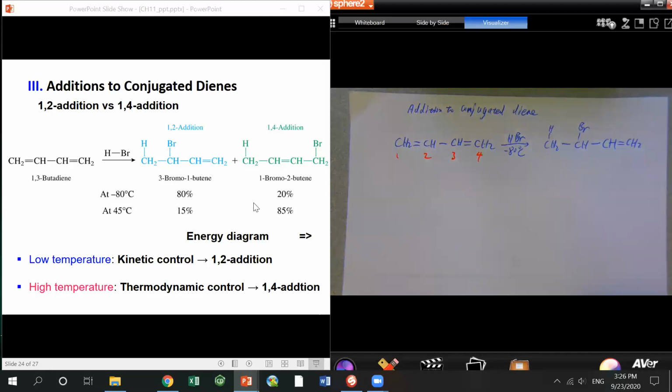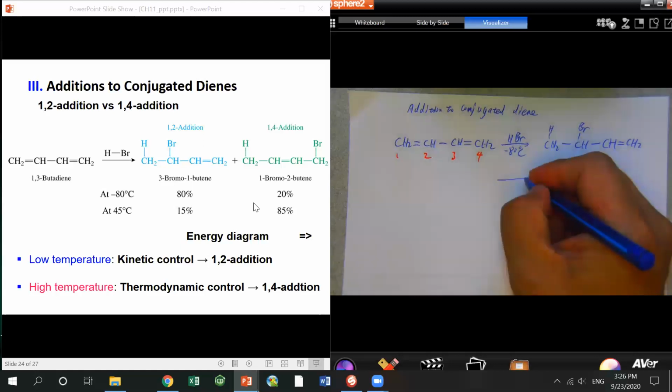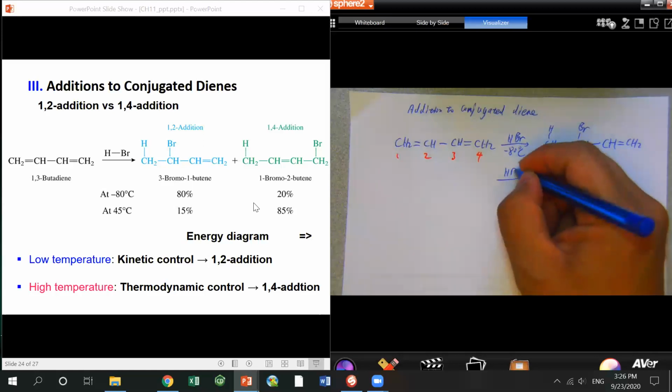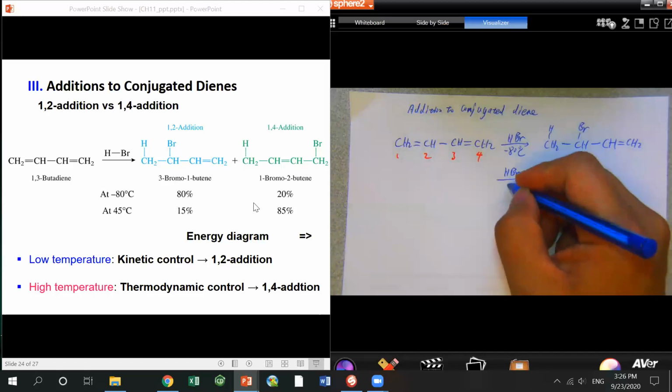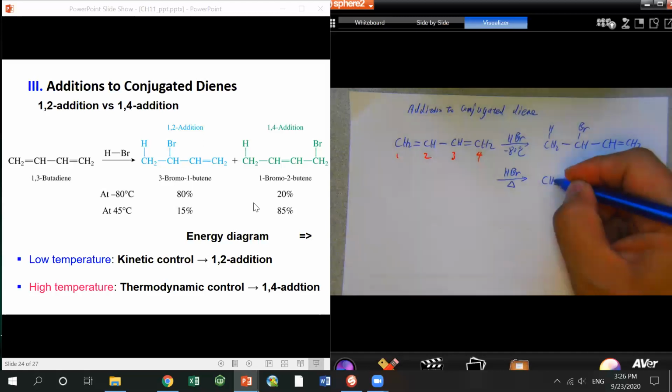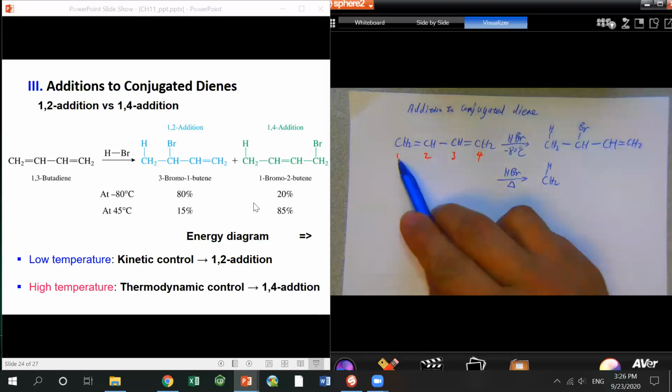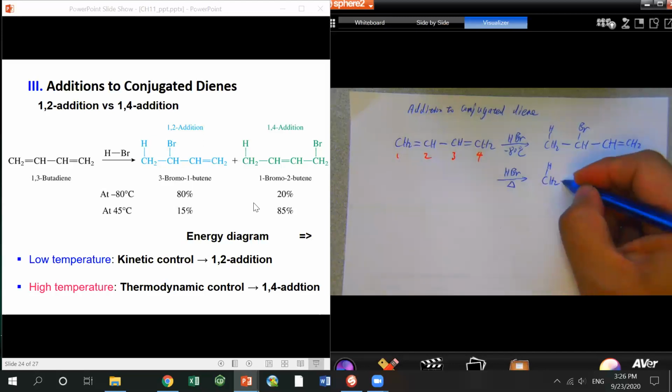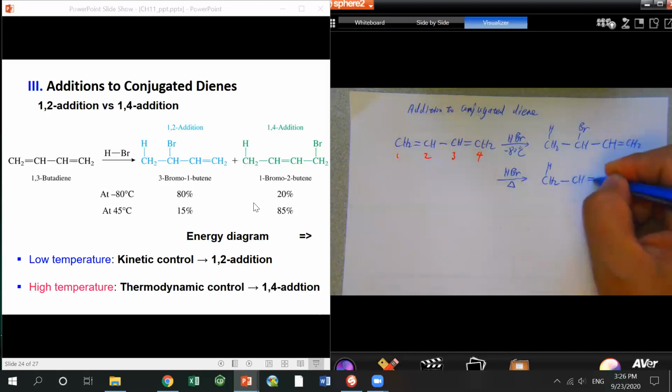But if you do this reaction at higher temperature, for example heating it up to 45 degrees or so, the interesting thing is that we have a different position for the H and the Br. Carbon 1 picks up the hydrogen, and then carbon 4 picks up the Br.